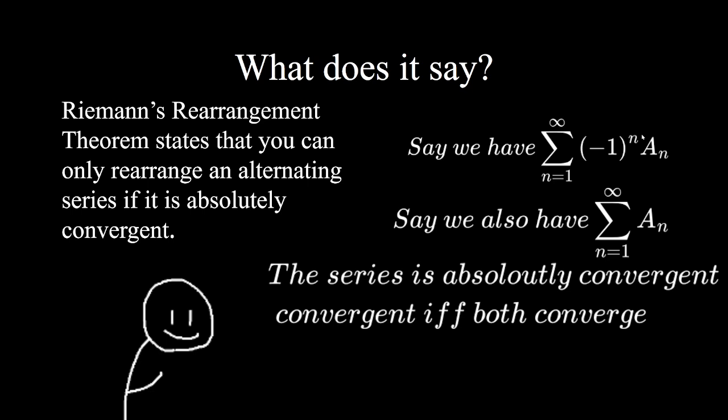Another way to think about this is: is the absolute value of every element in the sequence added up convergent? This really only applies to alternating series, because obviously a non-alternating series will be absolutely convergent, because it already is the absolute value of every element.